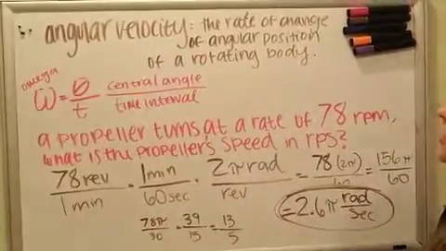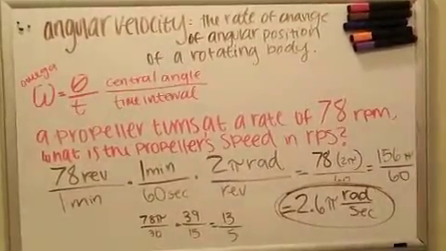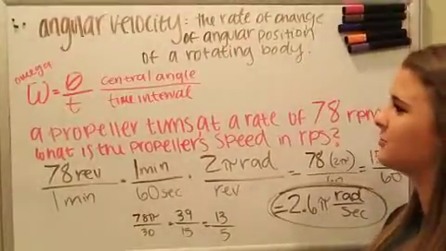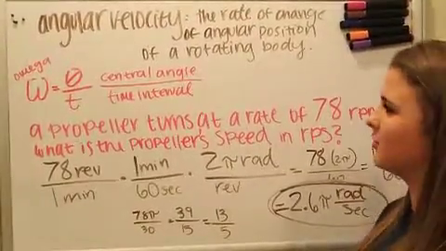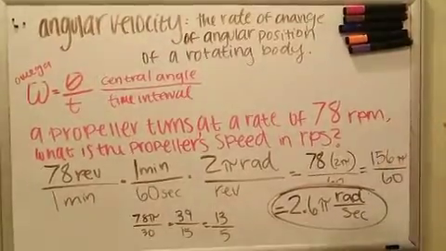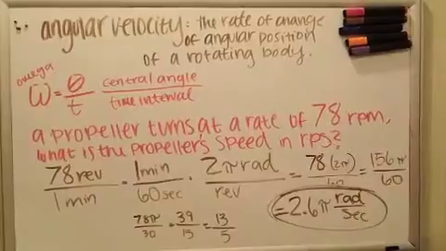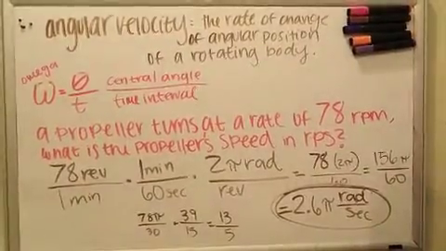So angular velocity is the rate of change of angular position of a rotating body, and the formula for it is omega equals central angle over the time interval. We have a problem that says a propeller turns at a rate of 78 revolutions per minute. What is the propeller's speed in radians per second?